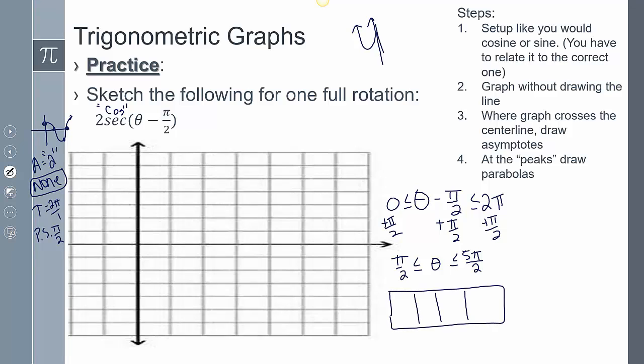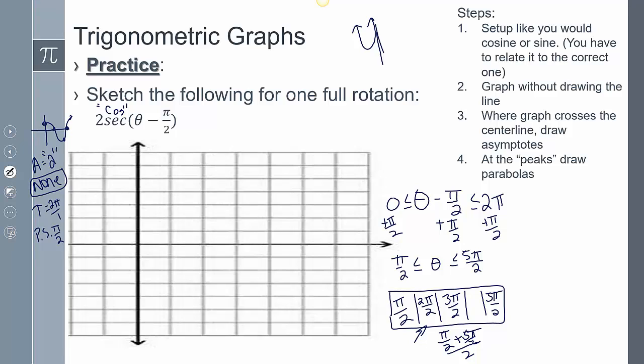Now creating my value box, this is going to be pi halves, this is going to be 5 pi halves. If I add the ends and divide by 2, so pi halves plus 5 pi halves all over 2, that's going to be 6 pi halves over 2, so that's going to be 3 pi halves.